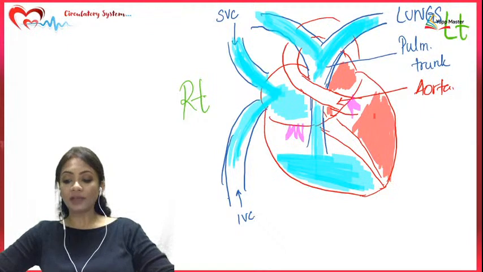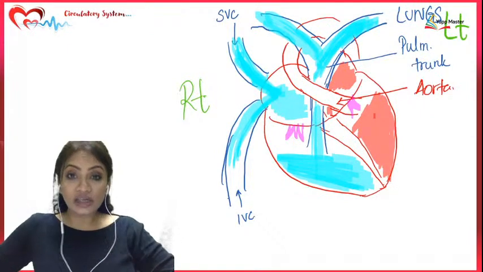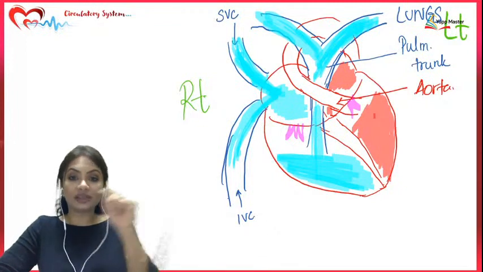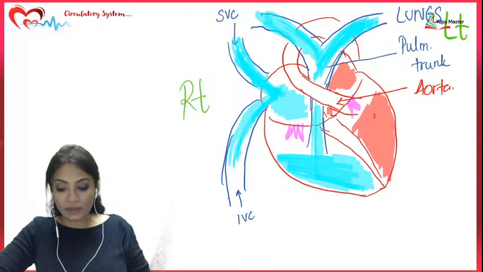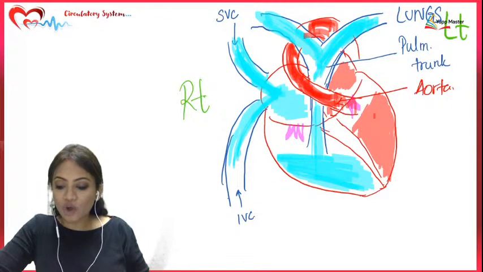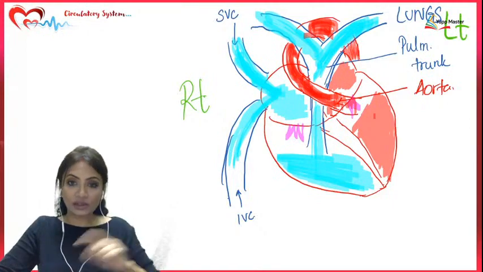Now, from the left ventricle, this oxygenated blood which has been collected here has to be given to all the different parts of the body. So, from here, it will be flowing inside the aorta, and this aorta is going to take it to all the different parts of the body.